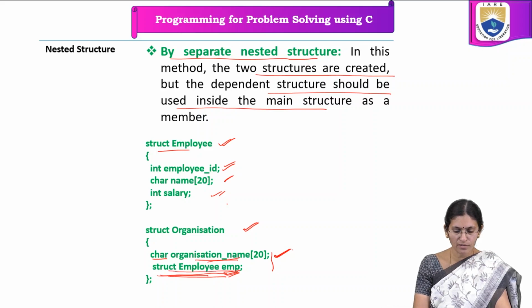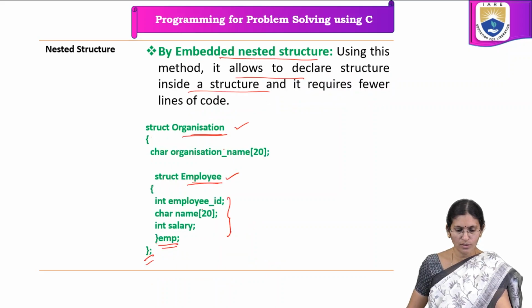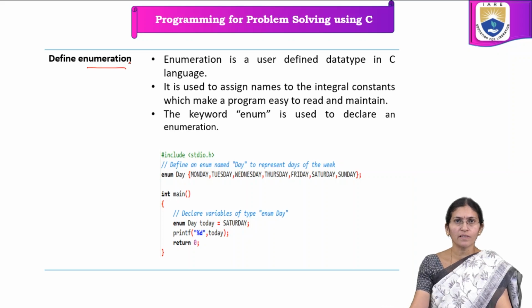That means we declare the variable of type structure inside another structure. So that is how you can define and declare variables for nested structure. Next one is enumeration. So what is enumeration here?